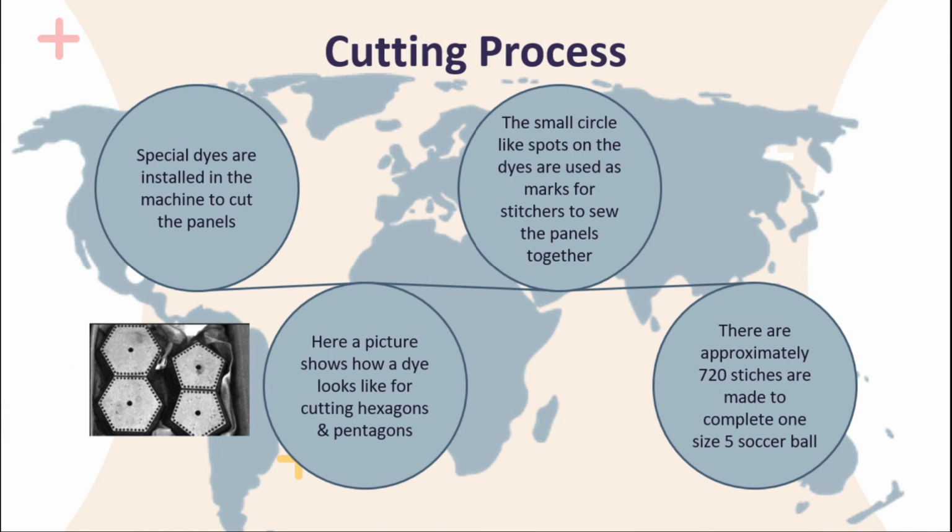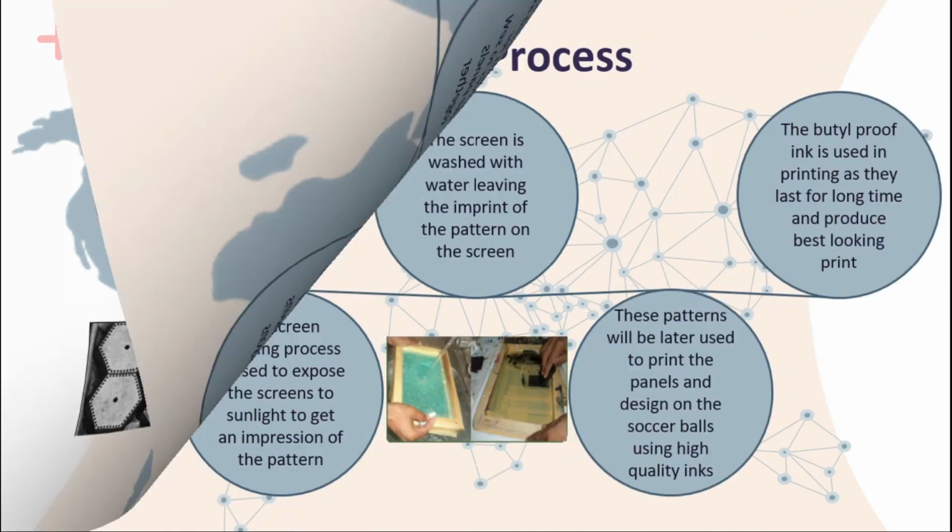The second step is the cutting process, where special dies are installed in the machine to cut the panels. Here a picture shows how a die looks for cutting hexagons and pentagons. The small circle-like spots on the dies are used as marks for stitches to sew the panels together. Approximately 720 stitches are made to complete one size 5 soccer ball.